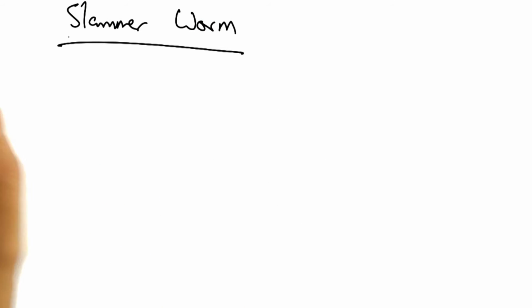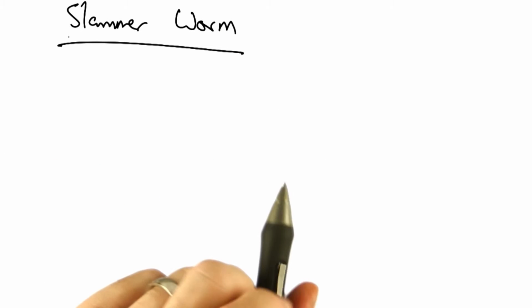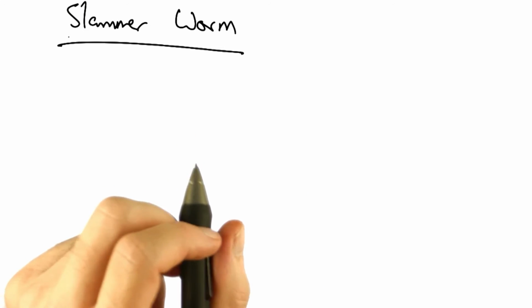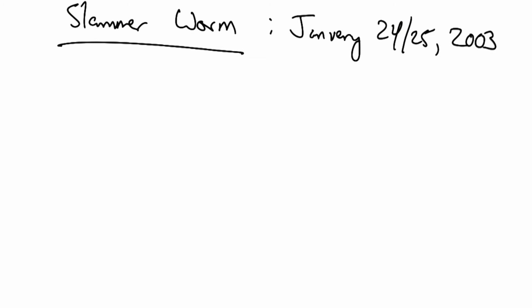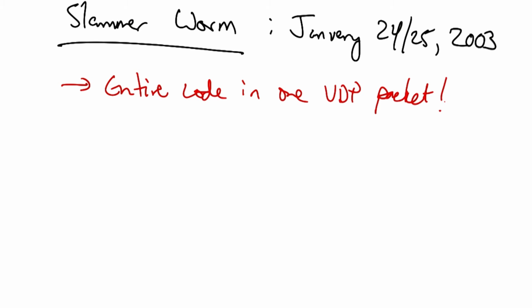One worm that exploited these techniques to spread particularly quickly was the Slammer worm, which spread in January of 2003, exploiting a buffer overflow in Microsoft's SQL Server. In addition to using fast scanning techniques, the entire Slammer code fit in a single small UDP packet. The UDP packet contained the worm binary followed by an overflow pointer back to itself. It was a classic buffer overflow combined with random scanning.